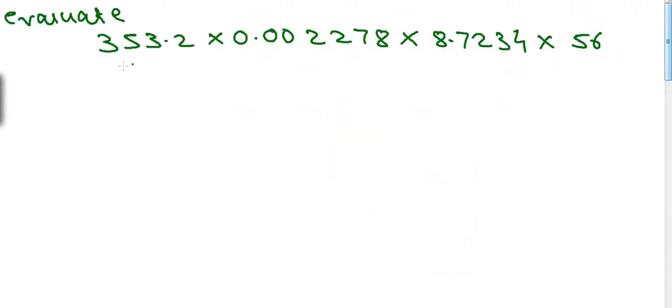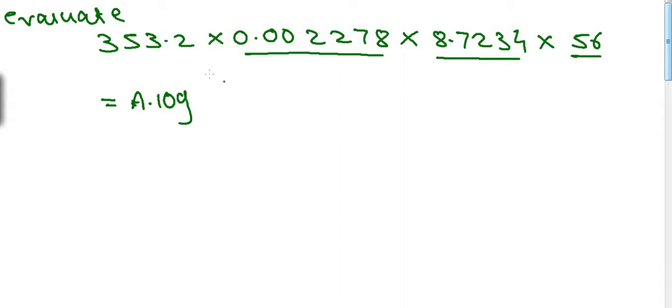The next example is: evaluate 353.2 multiplied by 0.002278 multiplied by 8.7234 multiplied by 56. Now since we have to multiply all the numbers, there would be addition of the logs. So we can directly write this as anti-log into a bracket. Now we'll add the logs. For 353, let us find the characteristic. This is the decimal, the number is greater than 1. The number of digits towards the left are 1, 2, 3. Subtract 1. So 2 is the characteristic. Now let us find the characteristic for 0.002278. Now this number is less than 1. Decimal, first non-zero.